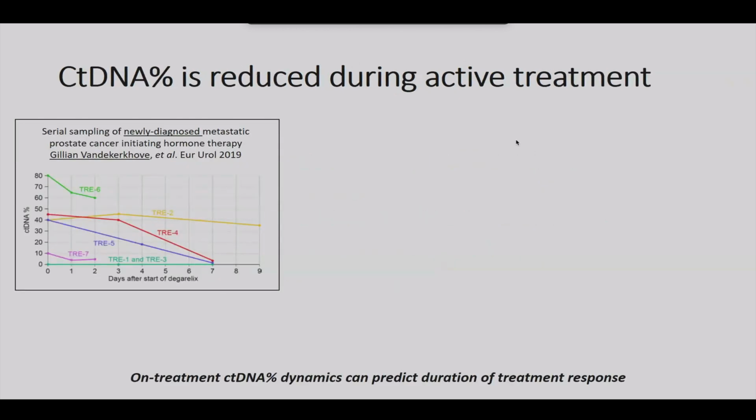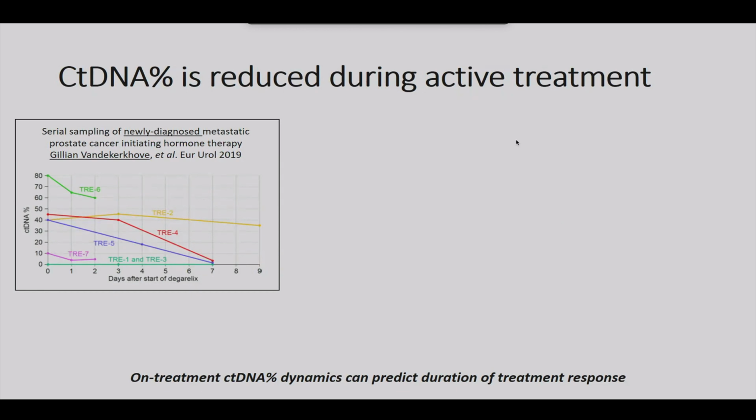So we noted a few years ago, actually leveraging some patients from the urology clinic here, that in newly diagnosed metastatic prostate cancer, initiating hormone therapy, these first few days after starting degarelix in this case, you can see quite rapid declines in the amount of ctDNA in the blood just in those first few days. So suggesting to us that effective treatment is very rapidly impacting the amount of ctDNA in the blood.